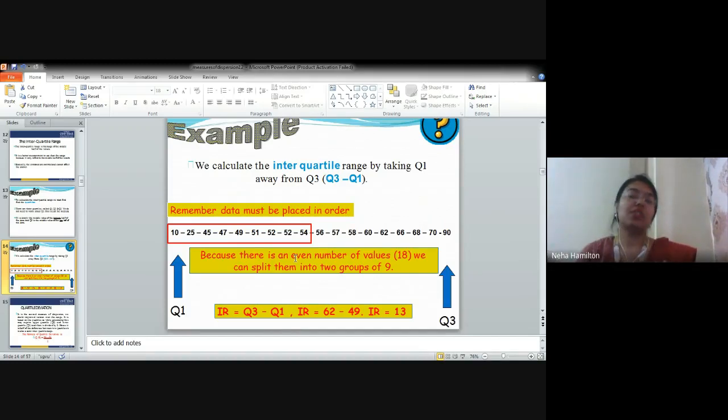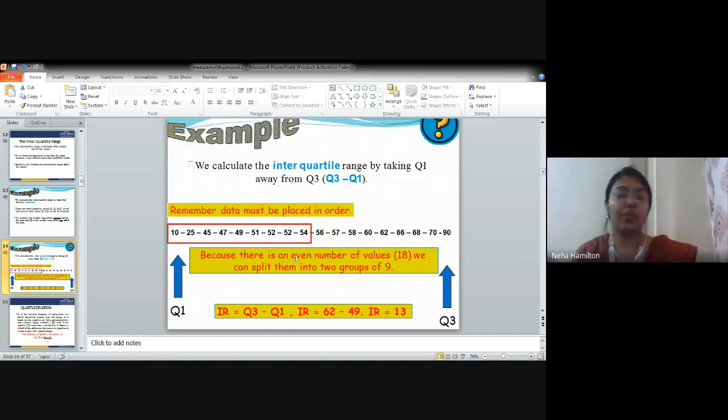First and foremost step in anything you do, whether it is descriptive statistics or inferential statistics, remember the data must be placed in either a decreasing order or an increasing order, right? In most cases it should be in increasing order. This is the thing that we have to remember. Now you have to divide the data into two equal parts. The first is called quartile 1, the second is called quartile 3, right? Because it is an even number, the total number of data points that we are giving you is 18, so we can split them into two equal groups of 9 each, right?